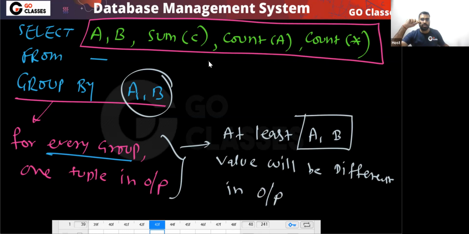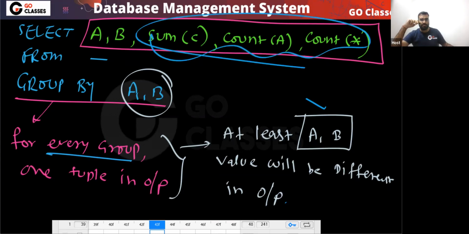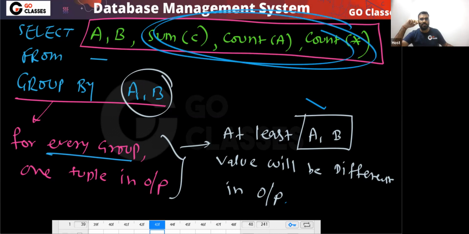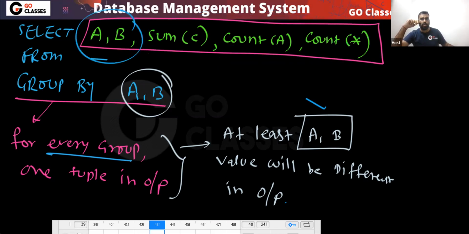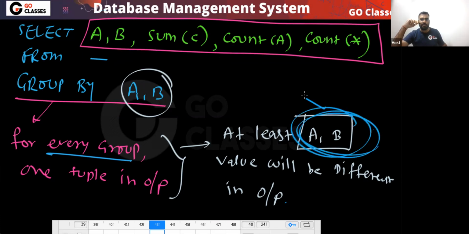In the output. So whether you take distinct or not, it does not matter, because at least these two values will be different in the output. Is this clear to everyone? Maybe the others can be same or different, but at least this A, B pair, this tuple, will be different in the output, because they will be different in the groups also.